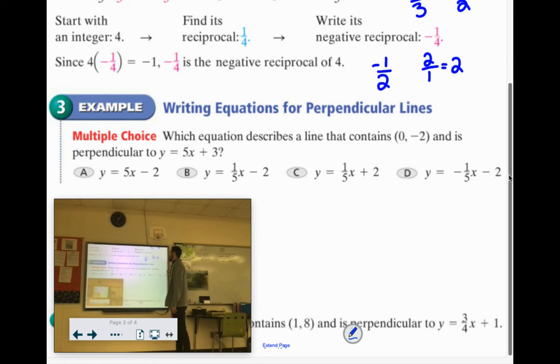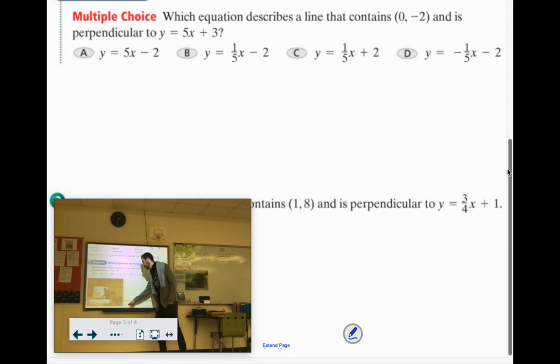Which equation describes a line that contains (0, -2) and is perpendicular to y equals 5x plus 3? First of all, let's figure out what the perpendicular slope would be. This slope is 5, which is 5/1. We need it to be the opposite, so it would have to be negative, and you flip the fraction, it'd be negative 1/5. So let's see what options we can get rid of.